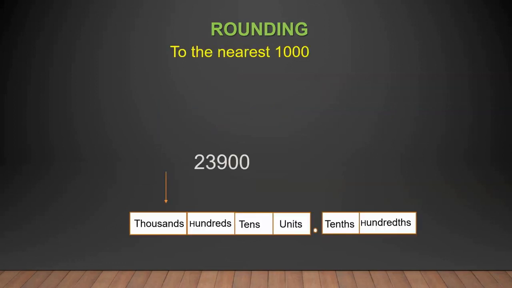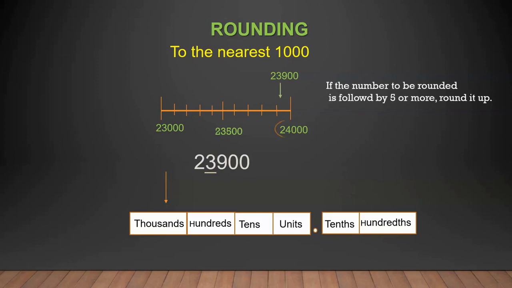Okay, next we have 23,900. 3 is in the thousands place, followed by 9, which is greater than 5. So it is very obvious that we have to round the 3 to 4, which will give us 24,000.